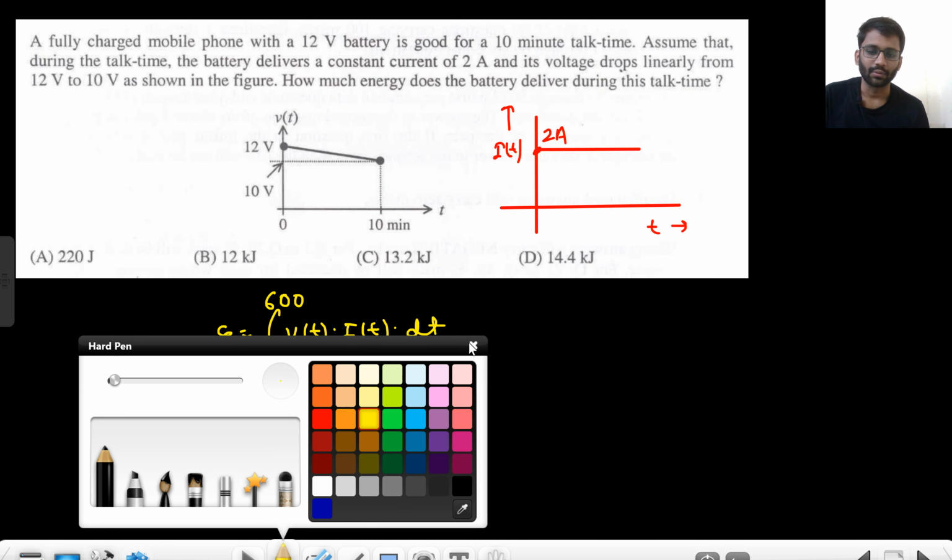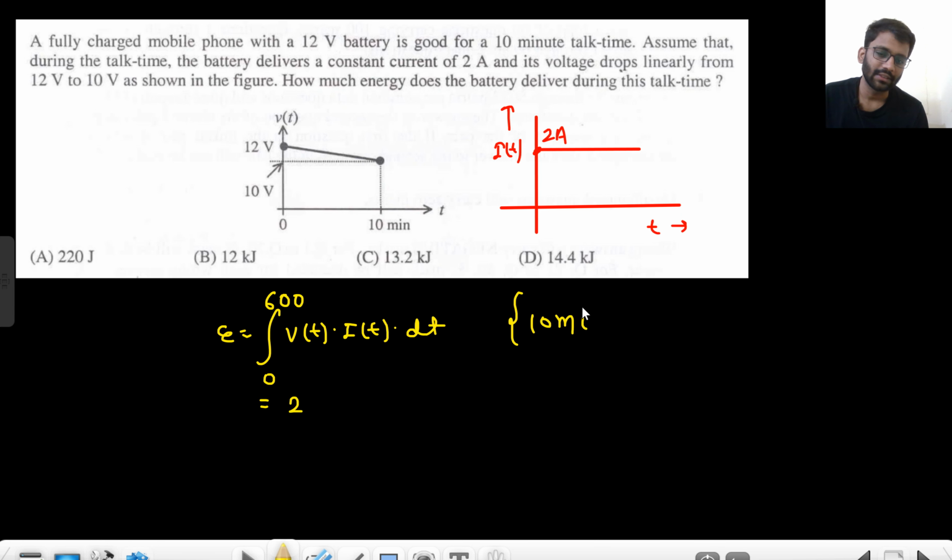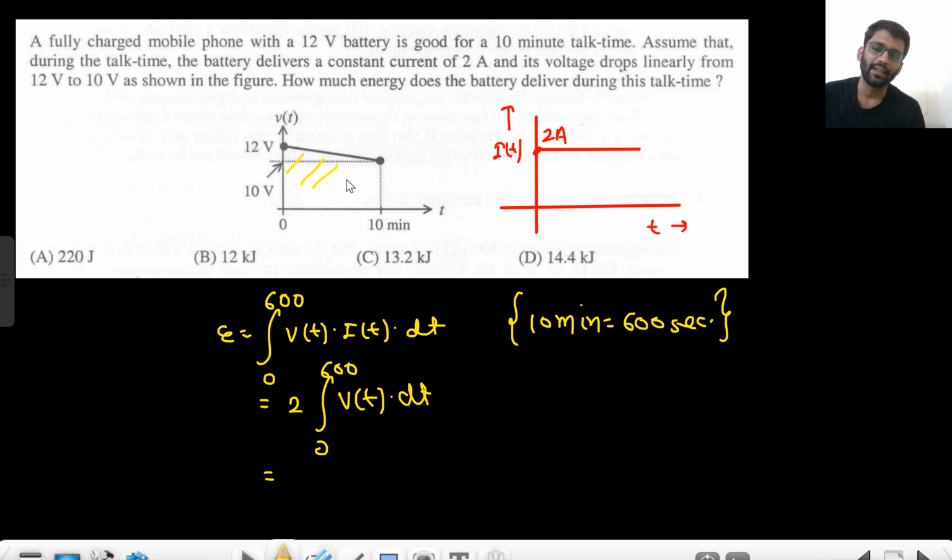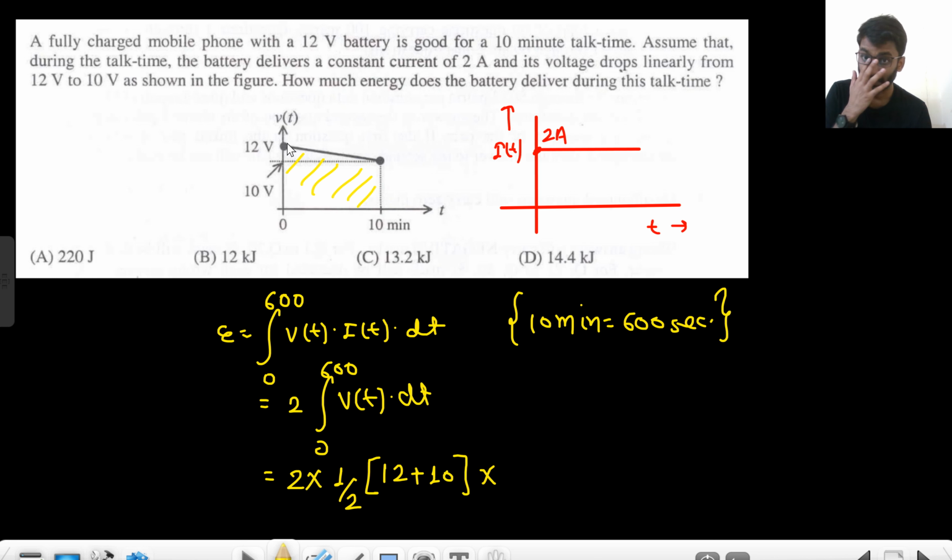Okay, so what we did, 10 minutes is equal to 600 seconds, that we did here. Okay, so I(t) is 2, then integral from 0 to 600 of V(t) dt. So basically we just need to find the area of this. So we can find it like this, 1 by 2 into the addition of parallel sides, 12 plus 10, into the height. This is the parallel side, this is the height, 600.